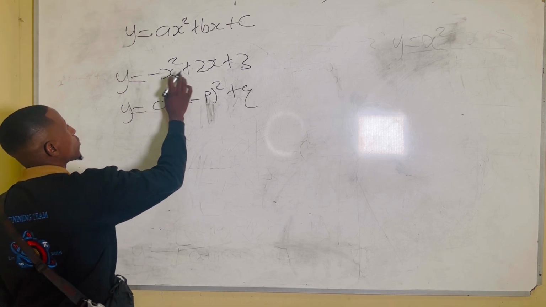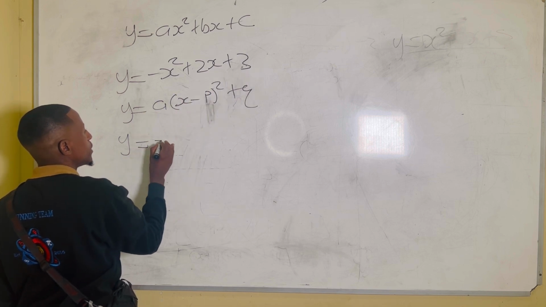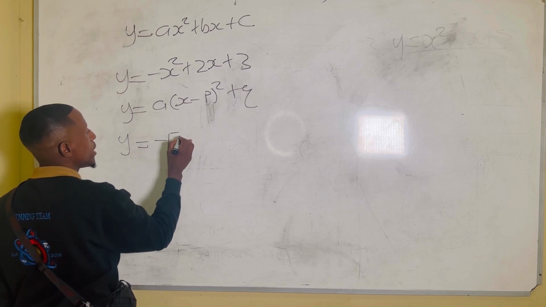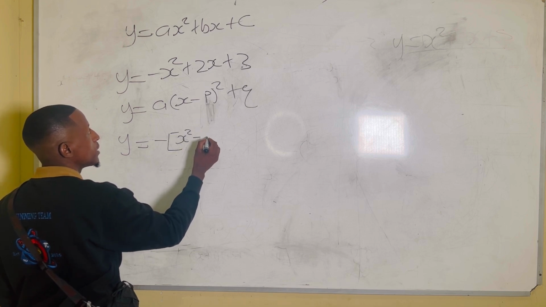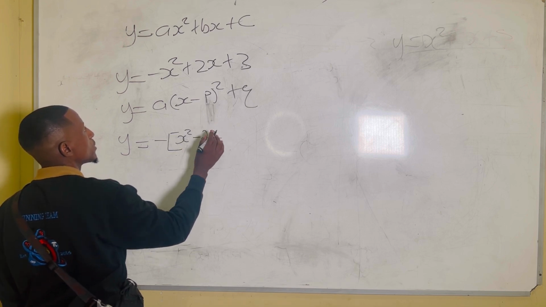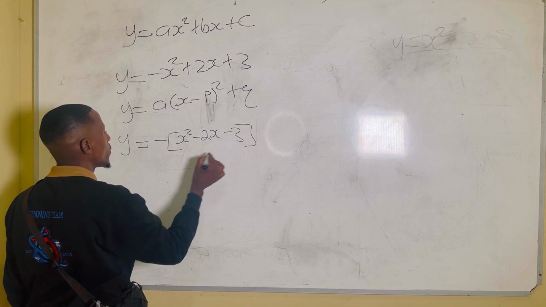In completing the square, we will first have to factor out a negative here on top. Factor out a negative: this one ends up being positive, this one ends up being a negative, then this one ends up being a negative. So you have prepared it for completing the square.